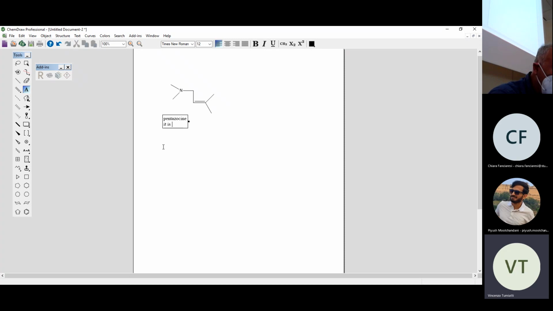It is a partial agonist. This means that we can use this compound better than morphine because it is safer. It can block the inhibition of the respiratory centers. And it's one of the most used compounds of the whole class. The commercial name is Talvin.